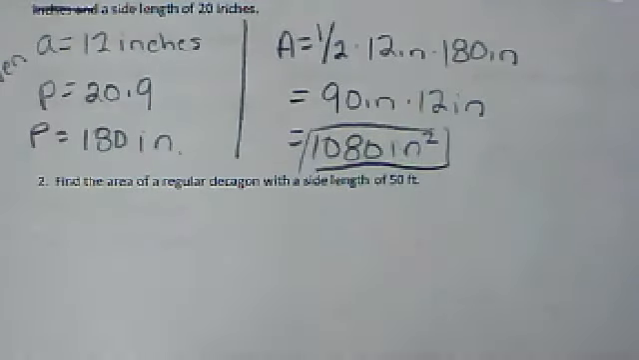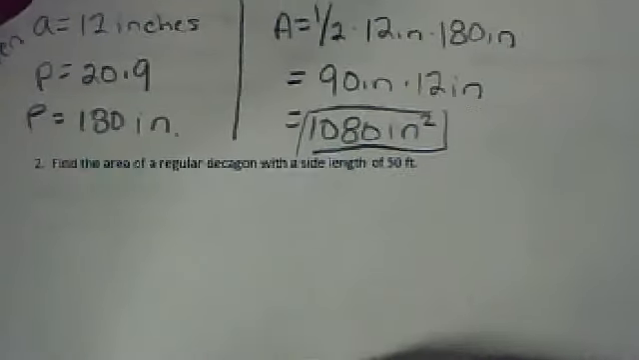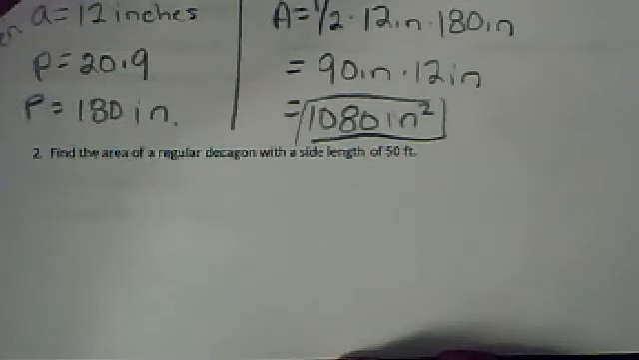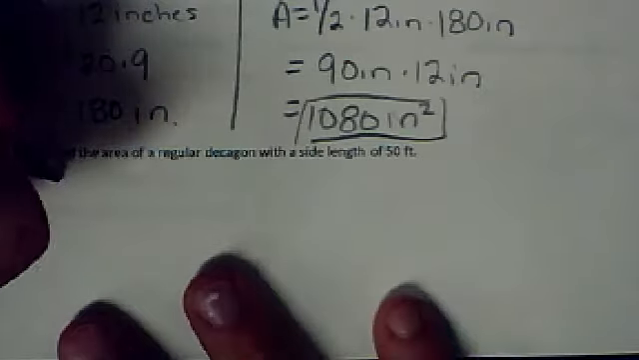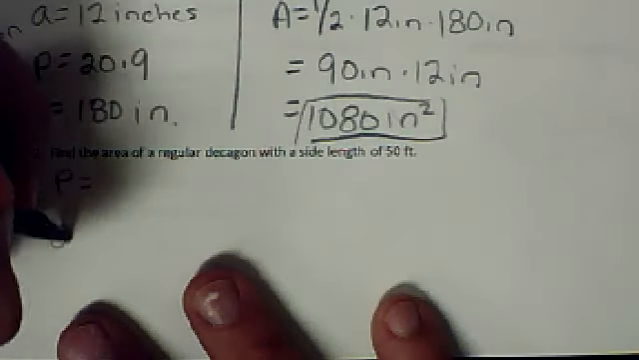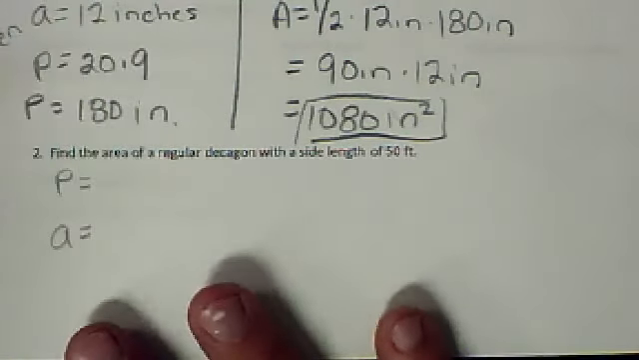Now let's look at something a little bit more difficult. We're going to find the area of a regular decagon with a side length of 50. So we'll write down again what we need. We need perimeter, and we need an apothem in order to solve for area.